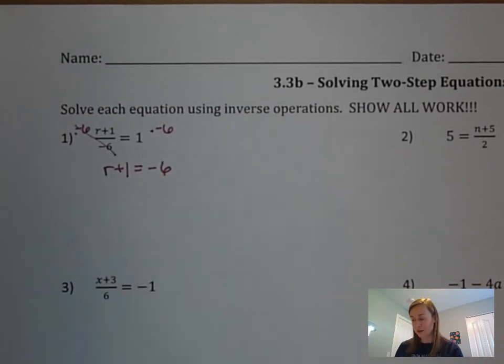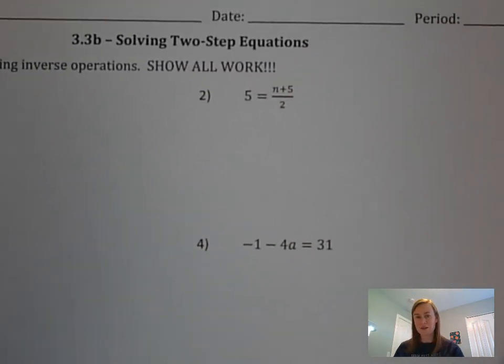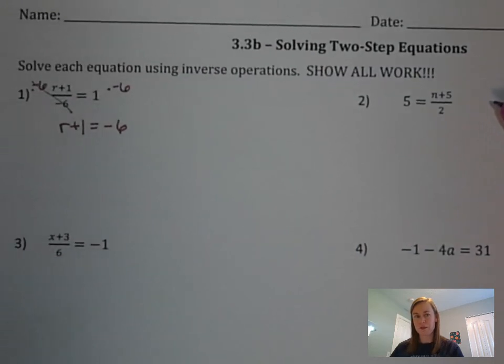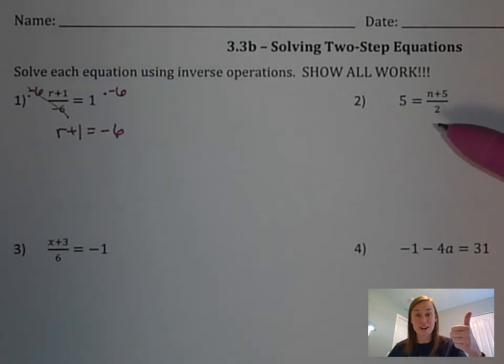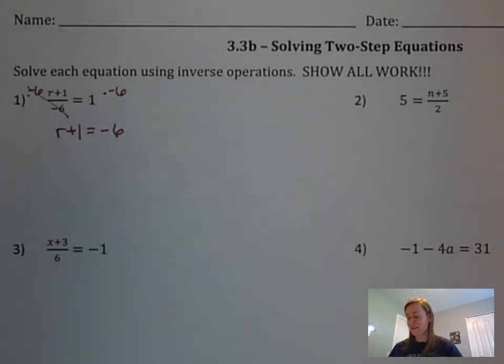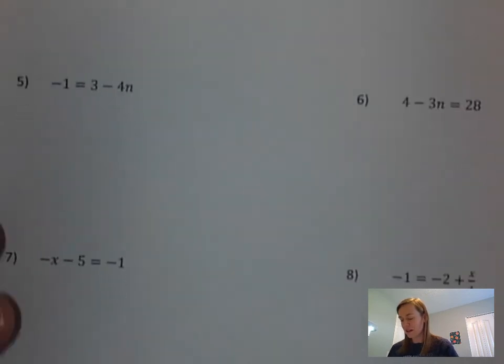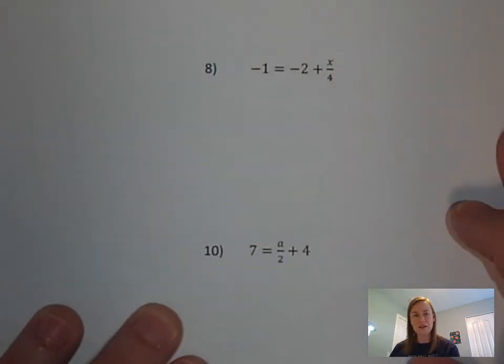Let's look at another one. Let's look at number 2. I'll keep that one in view. There we go. On number 2 here, think about it. Which number are you going to get rid of first? You have to get the n by itself. So are you going to get rid of the 5 or are you going to get rid of the 2? Okay, if you said get rid of the 2 first, you are correct. Very good work.